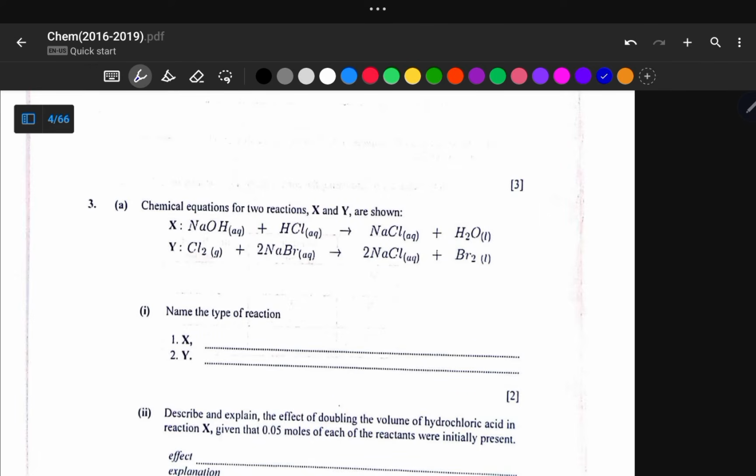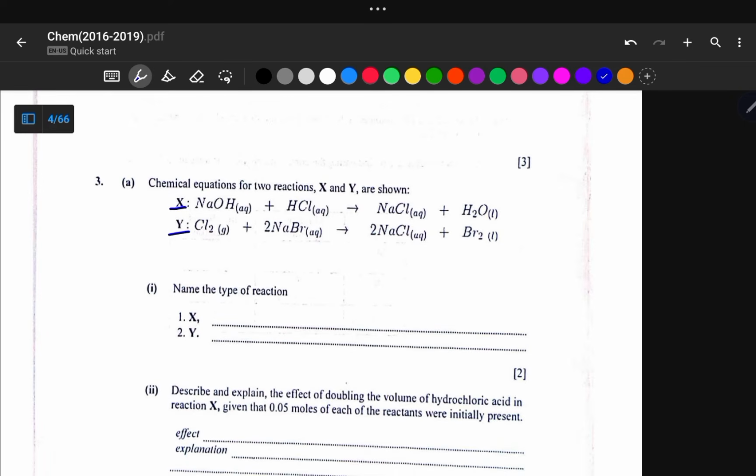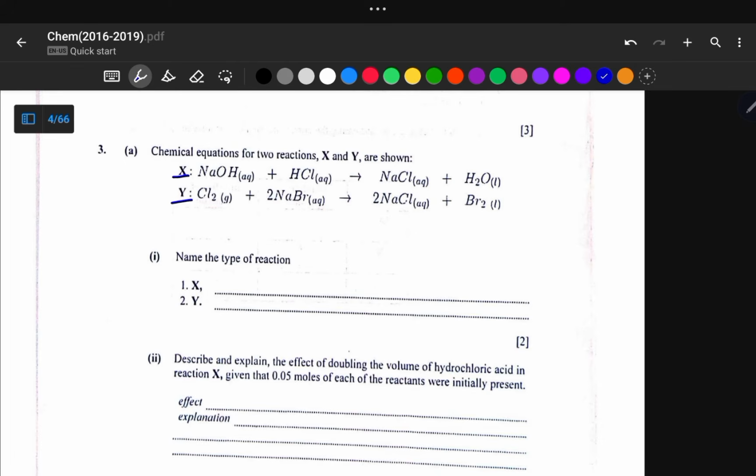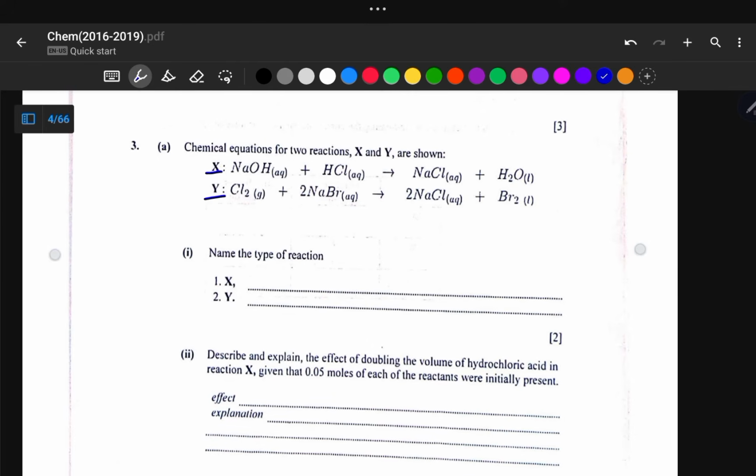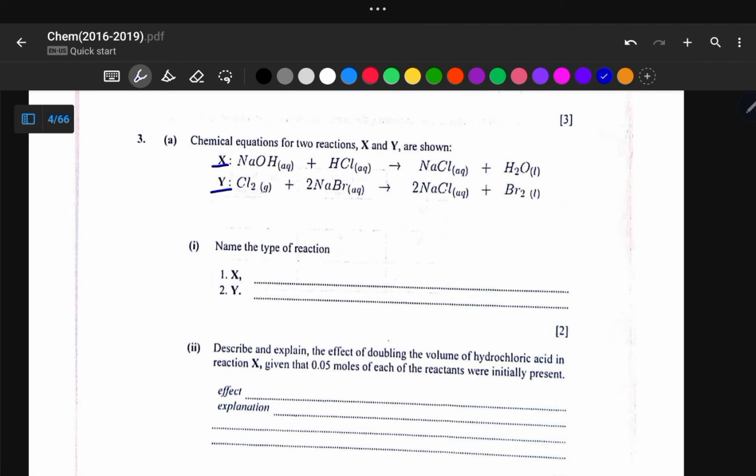We are given the chemical equation X and the chemical equation Y, and we are required to name the type of reaction X and the type of reaction Y. As I've alluded to, we are not here to claim answers, but we want to broaden our foundation in chemistry and understand the deeper, fundamental principles of chemistry. So I'm not only going to highlight the answers, but I want to explain any related topics within the radius of a given question, right?